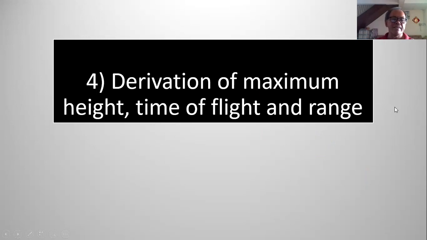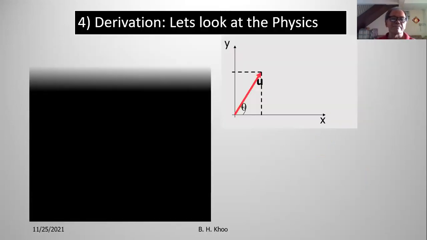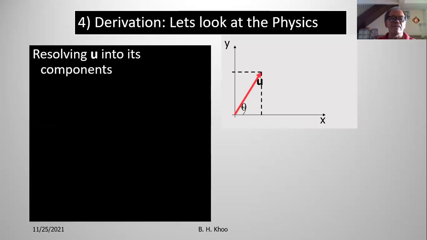Derivation of maximum height, time of flight, and range. Let's look at the physics involved. First thing is to resolve u, the initial velocity, or you can call it v naught. Theta is the angle of projection. U is the velocity of projection.